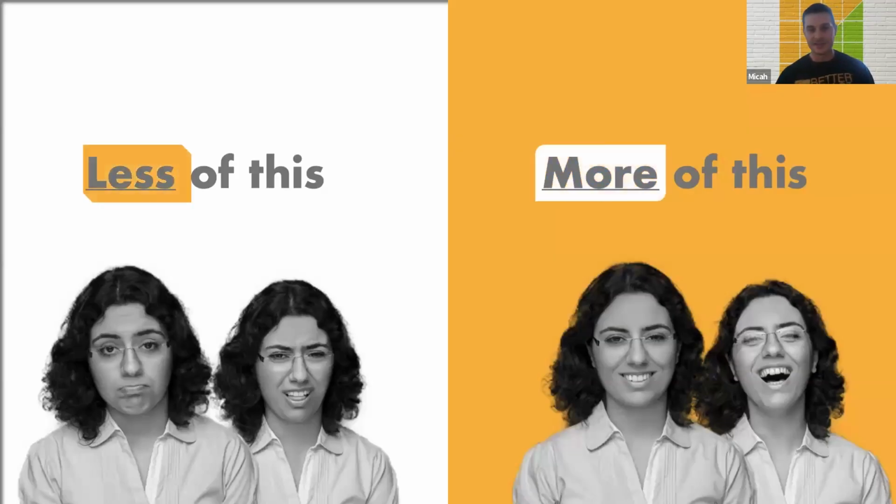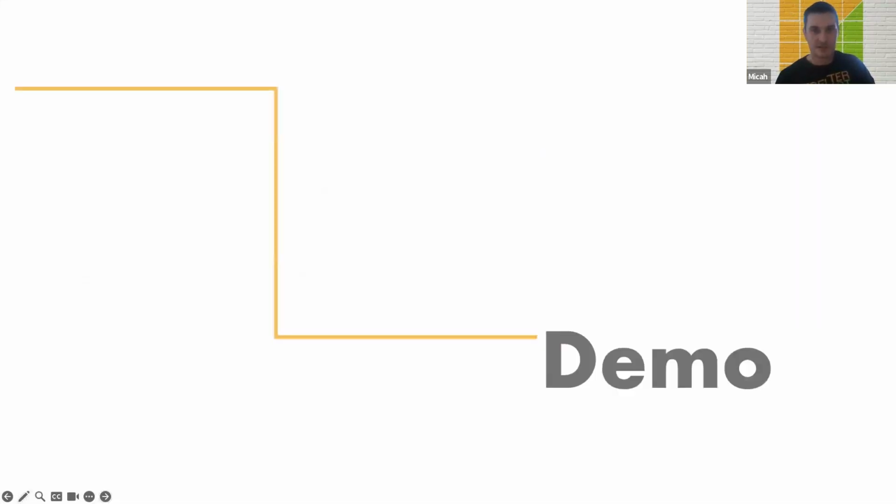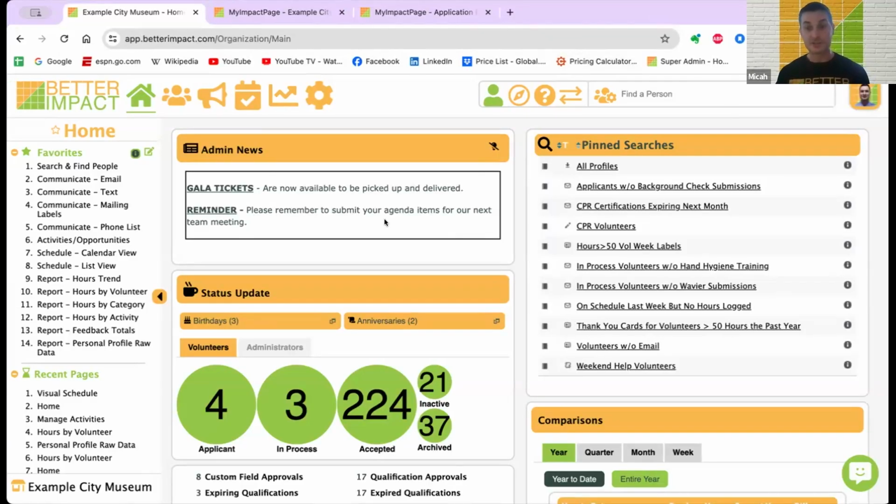Let's turn that frown upside down and get you and your team working with the tools you need to feel less frustrated and more empowered and productive when you do your job. So less of this, more of that. Now it's time to explore how Volunteer Impact can help you achieve just that. Let's go ahead and switch gears to Volunteer Impact. Something that's good to know is that this is a web-based solution.